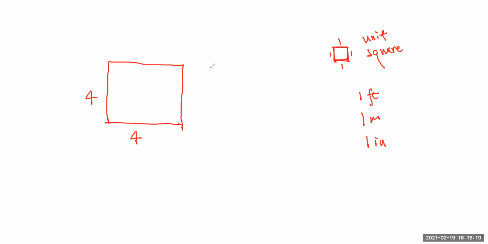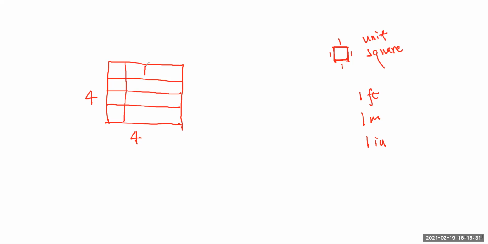So this is called the unit square. Everything in measurement is about seeing how many of those unit squares there are. Therefore, when you measure a square which is 4 by 4, it is 16 unit squares. The reason we do 4 times 4 is because if we look at how many unit squares there are, we get 16 of those.